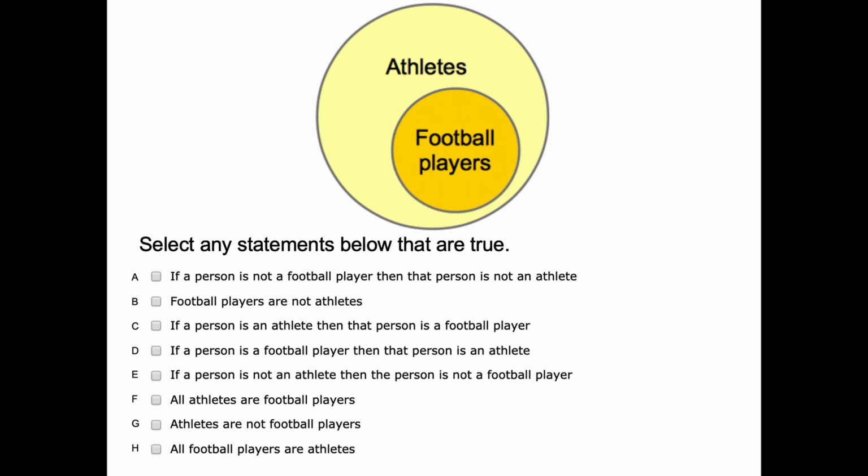Now let's consider some sets that could contain huge numbers of elements, such as the set of football players and the set of athletes. Notice that the football bubble is contained within the athlete bubble, and that has meaning here. Select any statements below that are true. The correct choices were D, E, and H. If a person is a football player, then that person is an athlete. If a person is not an athlete, then that person is not a football player. All football players are athletes.